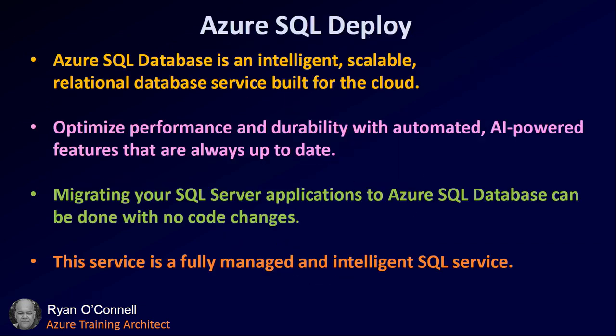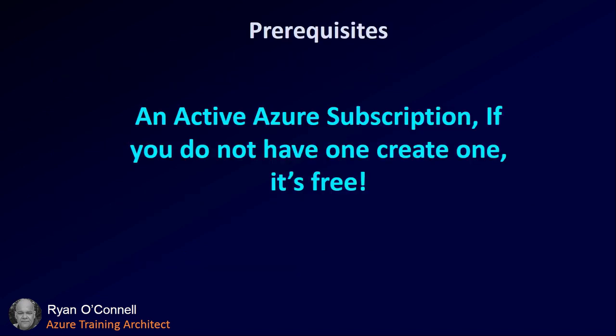An SQL database is an intelligent, scalable, relational database service built for the cloud. It optimizes performance and durability with automated AI-powered features that are always up to date. Migrating your SQL Server applications to SQL database can be done with no code changes. The service is a fully managed, intelligent SQL service. The nice thing about SQL is that it's always up to date, so you always have the latest patches and the latest version if you are using it as a platform as a service, and Microsoft will take care of all of that hardware maintenance for you.